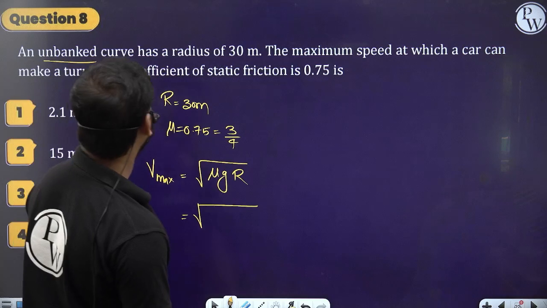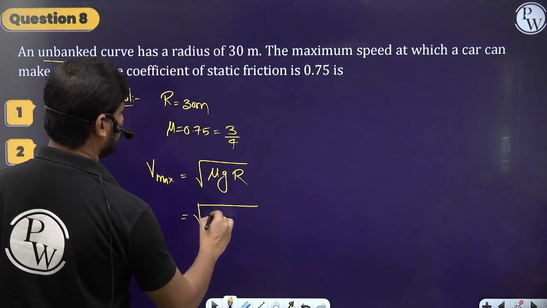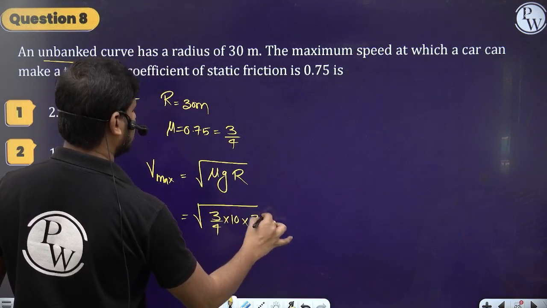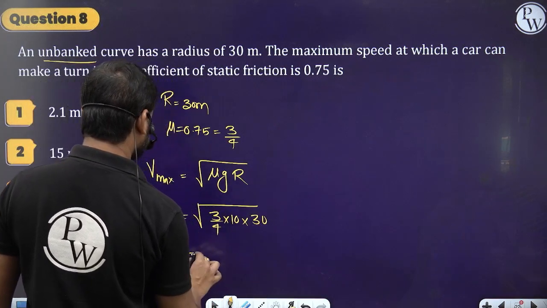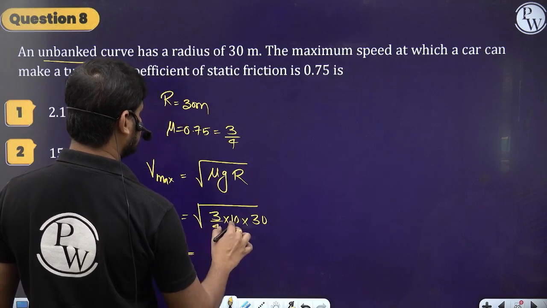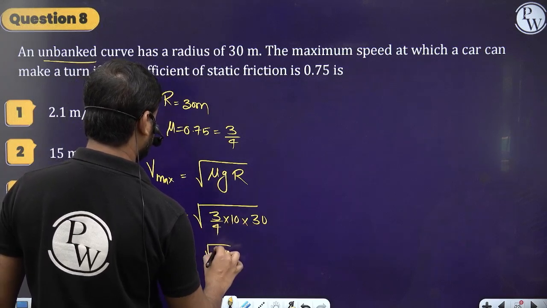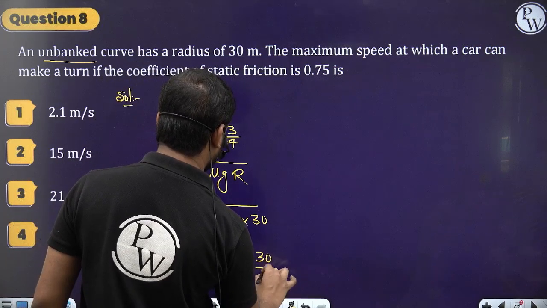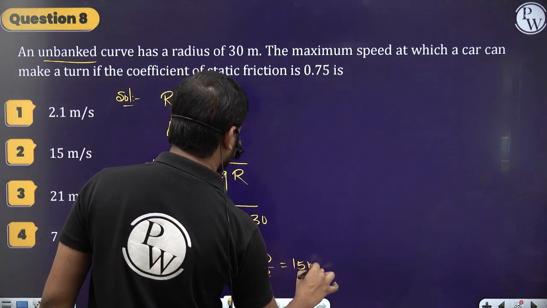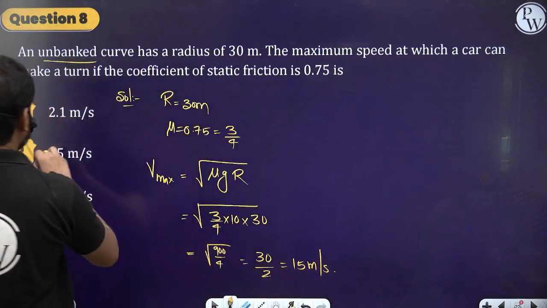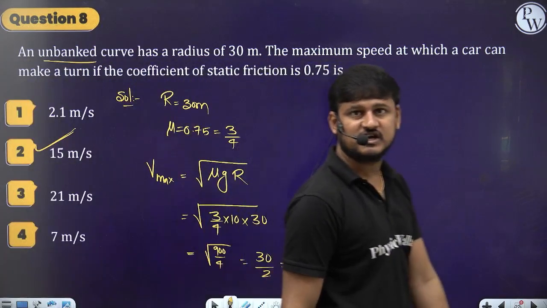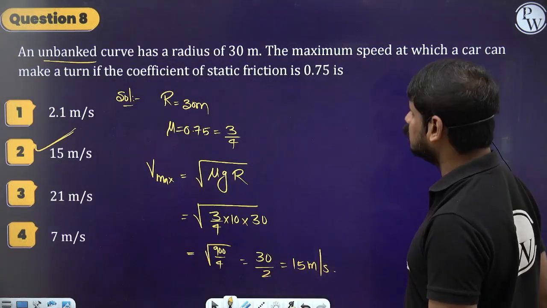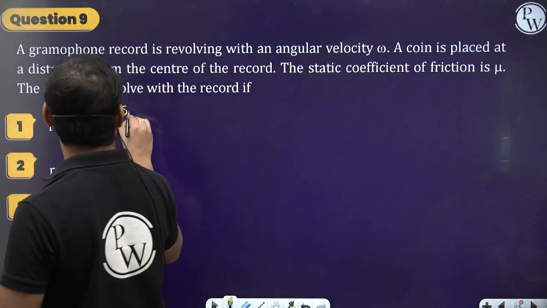If the coefficient of friction is 3/4, g value 10 and r value 30, right? So this is going to be square root of 900 by 4, which is nothing but 30 by 2, which is 15 meter per second. So the maximum speed for safe turning is 15 meter per second. Clear? Chalo. So let's see the next question.